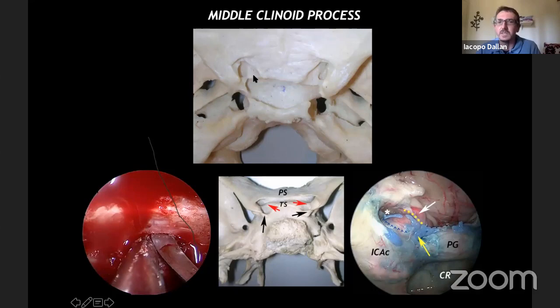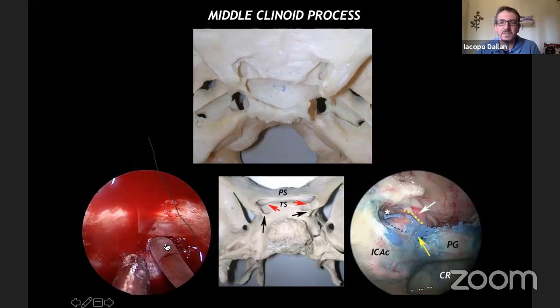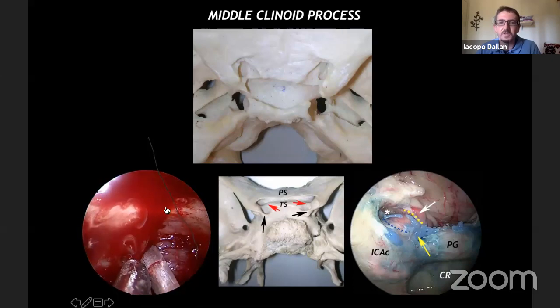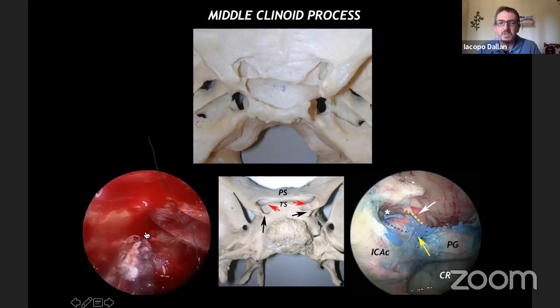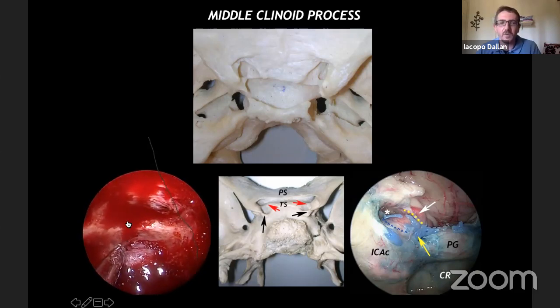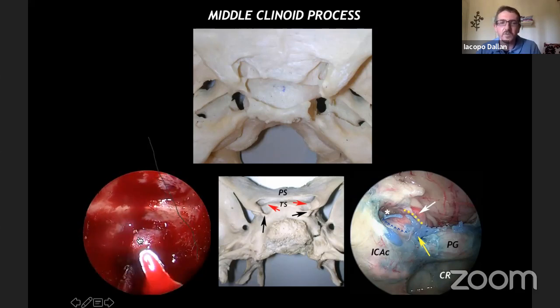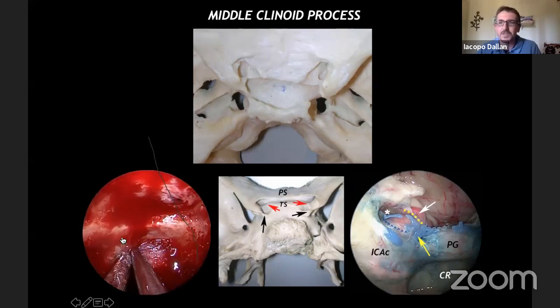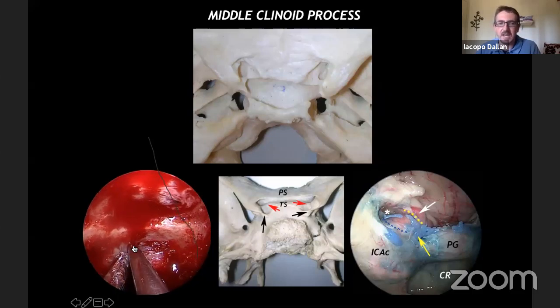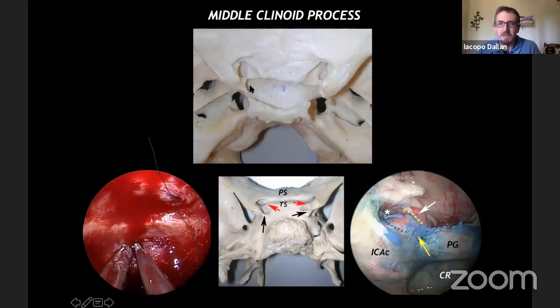You see the arrow on my screen. Here is the middle clinoid process. This is a collar, and this is an in vivo situation. So the tuberculum sellae is just over there, and you are dissecting the pituitary. And here you have your middle clinoid process. And you have to go there simply by drilling or with the Kerrison, whatsoever. So this is the anatomical structure here.